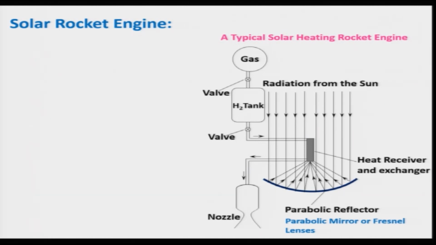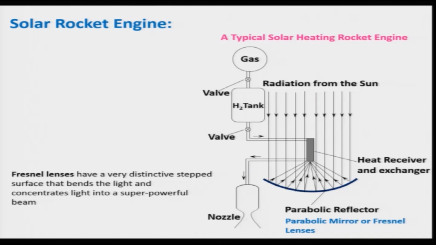If you remember, Fresnel lenses have a very distinctive stepped surface that bends the light and concentrates the light into a super powerful beam into this heat receiver or the heat exchanger, in which the heat will be transferred from these rays to the propellant, and this high temperature, high pressure propellant will go through this thrust chamber, and then it has to be expanded in a nozzle so that you can get the thrust, right.